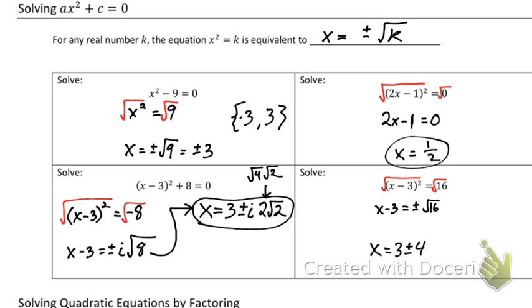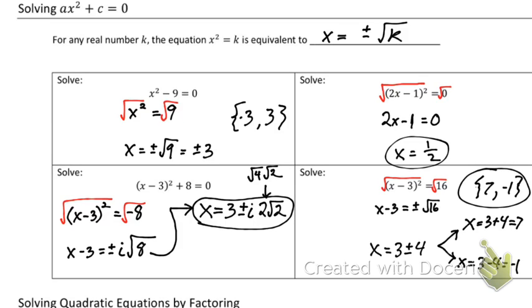This one is not, because there's two possible answers that we can actually find. We can find our two numbers. We're either going to have x equals 3 plus 4, which equals 7, or we're going to have x equals 3 minus 4, which equals a negative 1. So I do want to, if you can, get both numbers. So I have my 7, comma, negative 1 is my solution set. So if you can simplify it to two whole numbers, you have to do it.